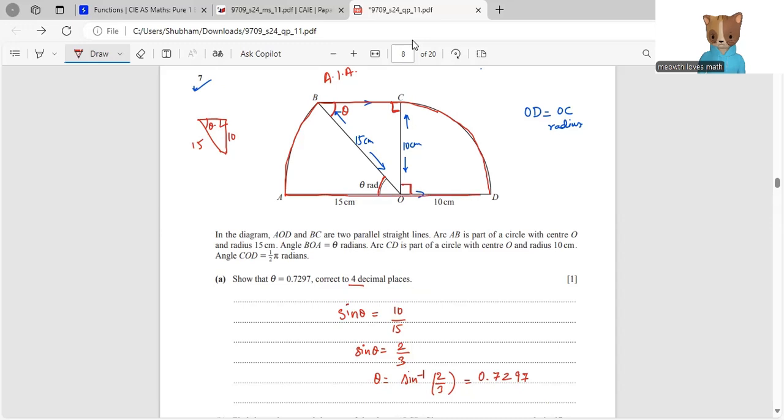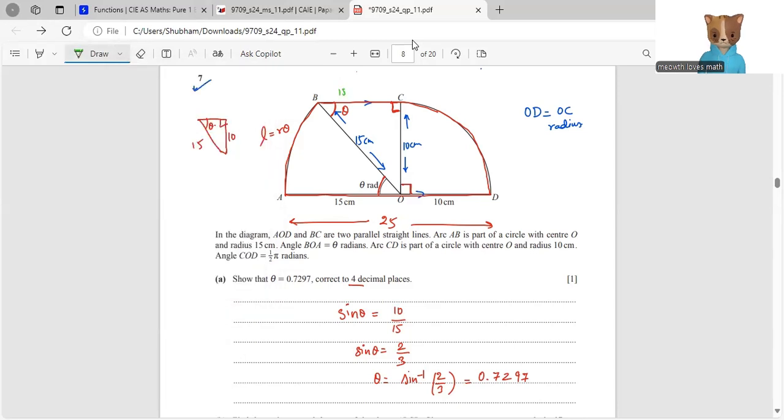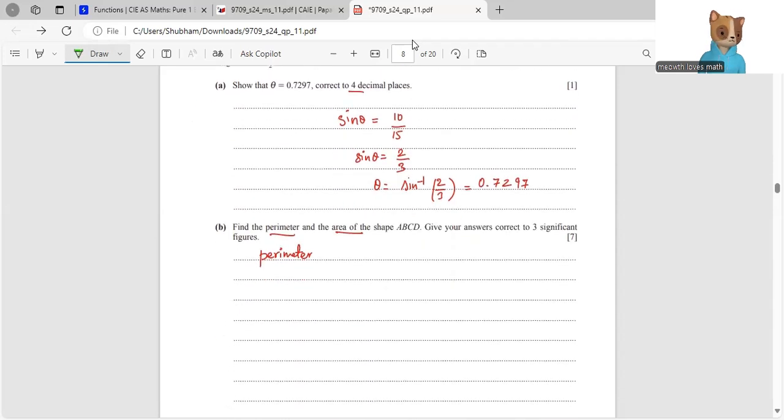So out of these things, what all do we know? We know this is 25. This complete thing is 25. And then here I'll apply L equal to R theta, the arc formula. And this one will be, let me use a different color first, 15 squared minus 10 squared using Pythagoras theorem. And this will again be L equal to R theta. Okay. So now R is 10 and theta is pi by 2. So you get this. Now all we have to do is just add them up.